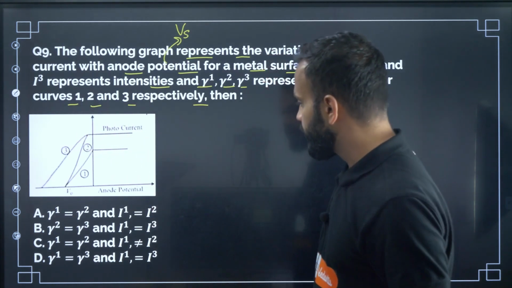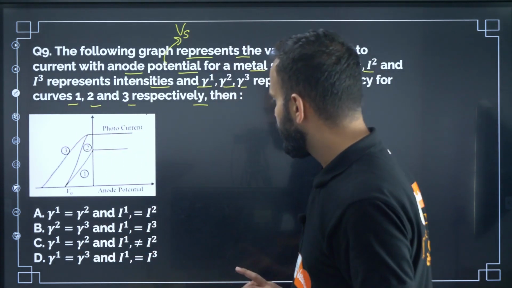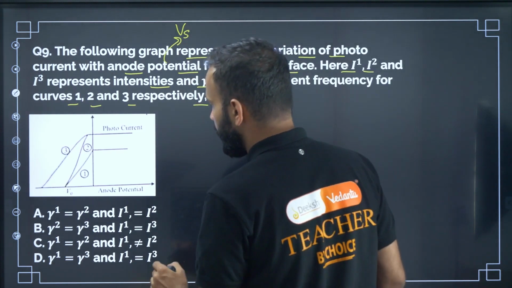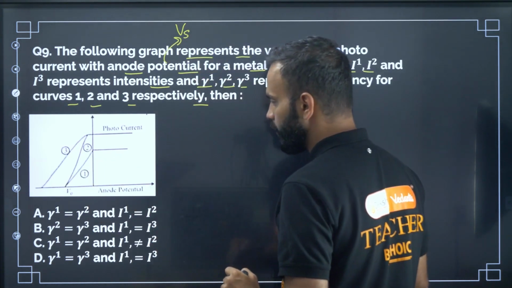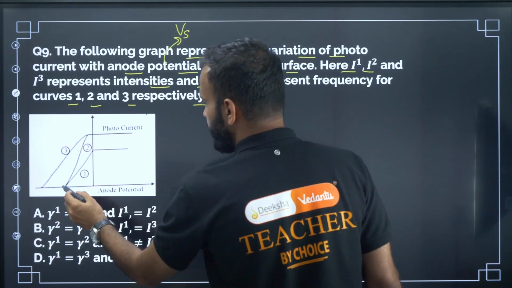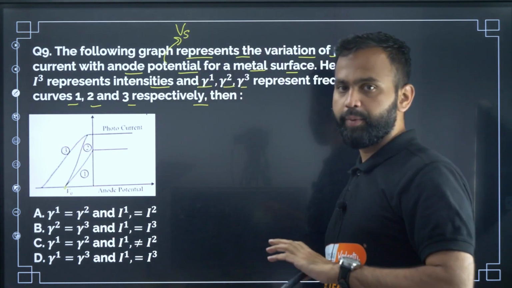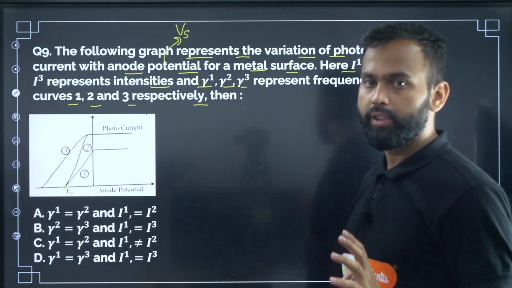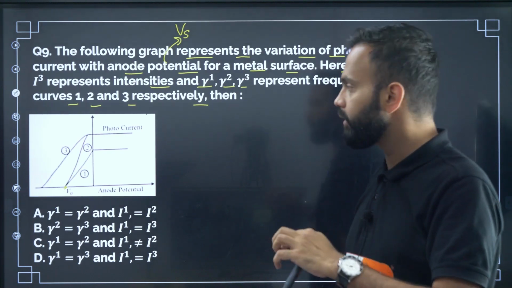Then option A says gamma 1 equal to gamma 2. Correct, right? Here the stopping potential depends on the frequency. It does not depend on the intensity.